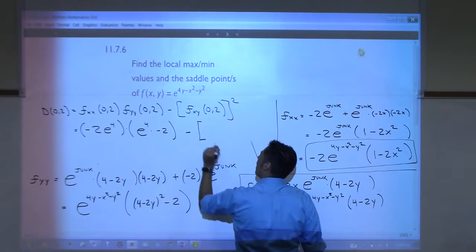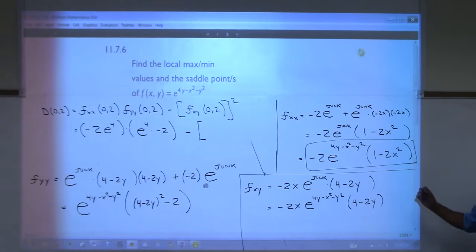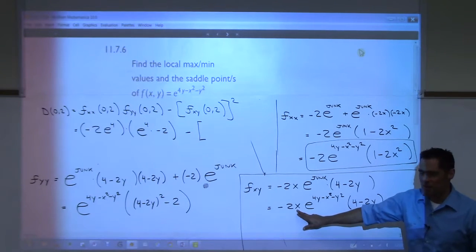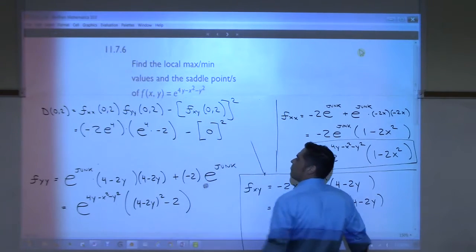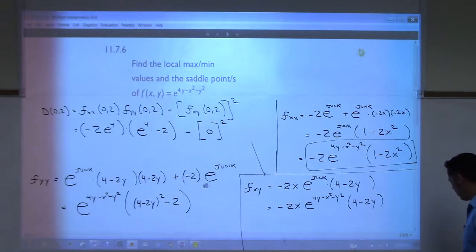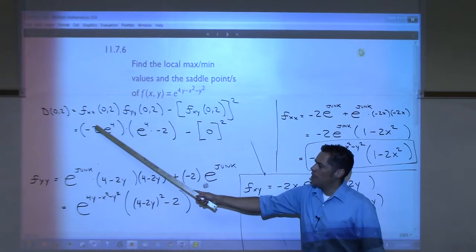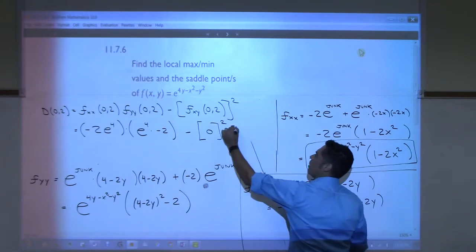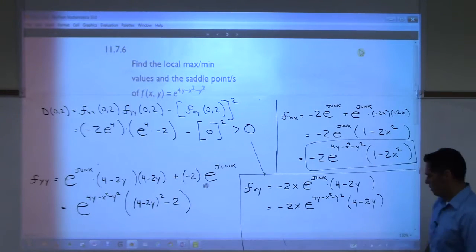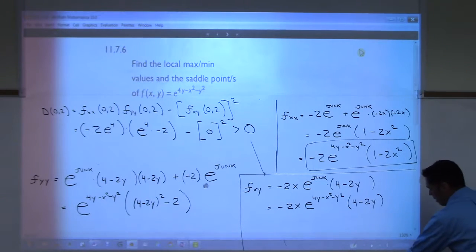Minus, now fxy at 0, 2, which was this one. It's 0. That x really helps out, doesn't it? That 0 kills everything else off. So this is 0 squared. All right. When you multiply these two, this is a negative number, and this is a negative number. So when you multiply them, you get a positive. So this is greater than 0. Do you agree? So it'll be 4e to the 8th. I don't care. Yes, it would be 4e to the 8th. You add the exponents. But all I care about is that it's positive.